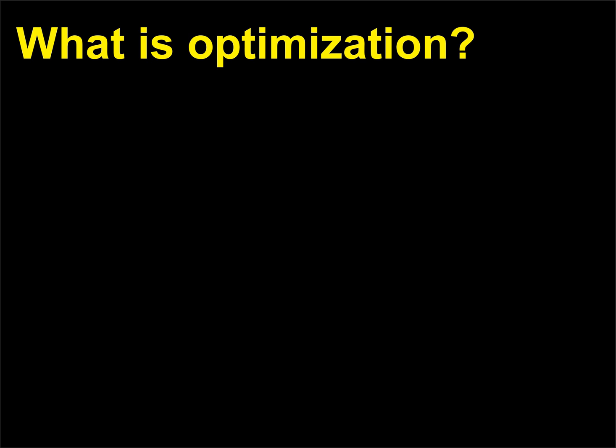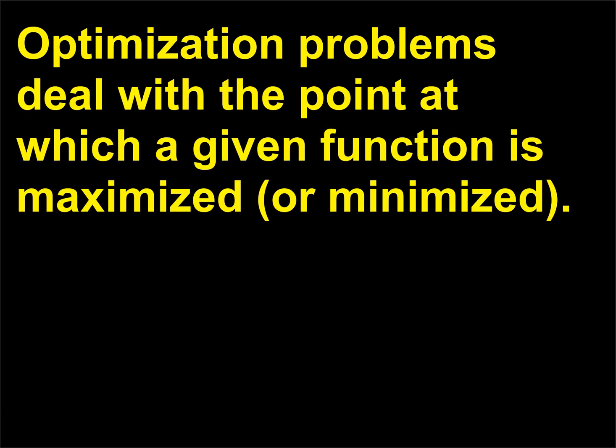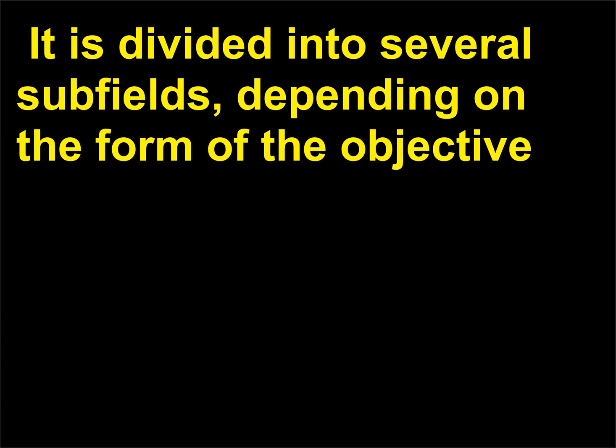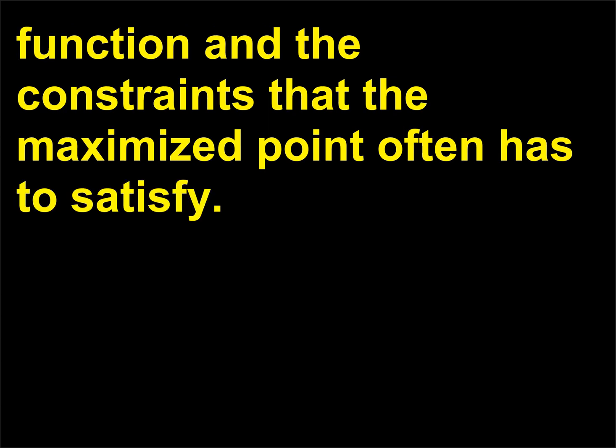What is optimization? Optimization problems deal with the point at which a given function is maximized or minimized. It is divided into several subfields, depending on the form of the objective function and the constraints that the maximized point often has to satisfy.